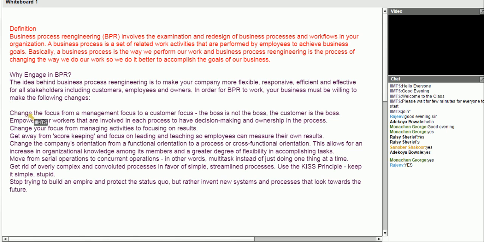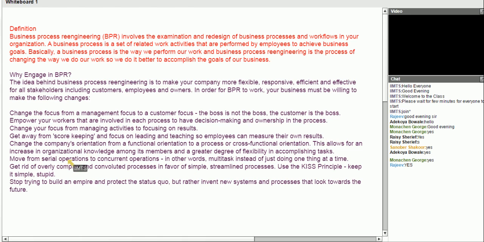Number one, change the focus from a management focus to a customer focus. The boss is not the boss, the customer is the boss, right? This is the first change. Second, empower your workers that are involved in each process to have decision making and ownership in the process. Number three, change your focus from managing activities to focusing on results. Number four, get away from scorekeeping and focus on leading and teaching so employees can measure their own results.